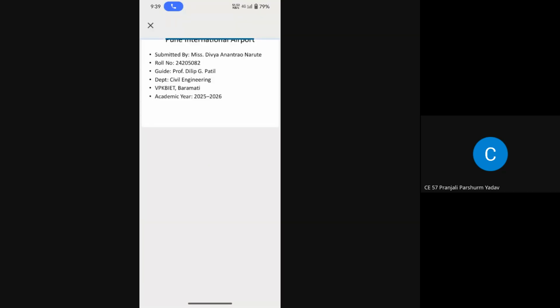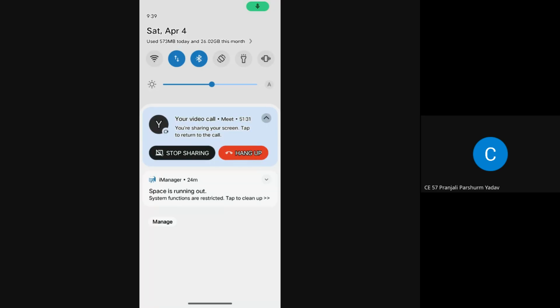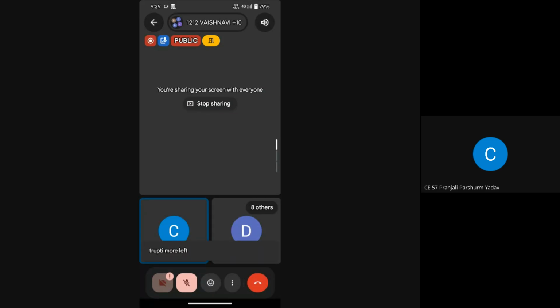Next one is terminal buildings. There are two terminals, Terminal 1 and Terminal 2. Terminal 1 handles domestic flights, an earlier terminal with renovated facilities. Terminal 2 handles international and domestic flights. Iconic architecture inspired by the Indian peacock, G plus 4 structure with long span roofing system. Second one is structural and architectural features: large span steel roof trusses, earthquake resistant RCC structure.